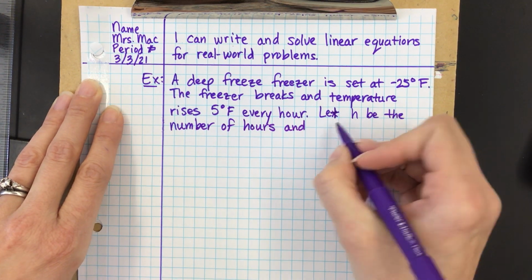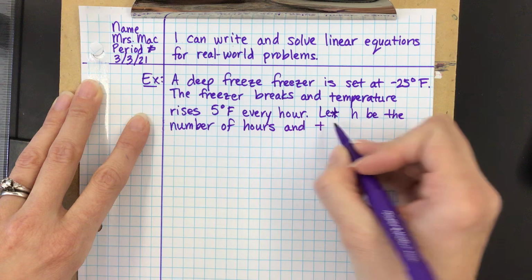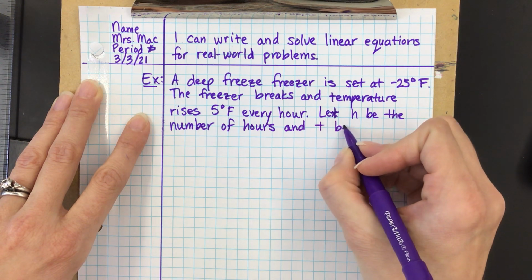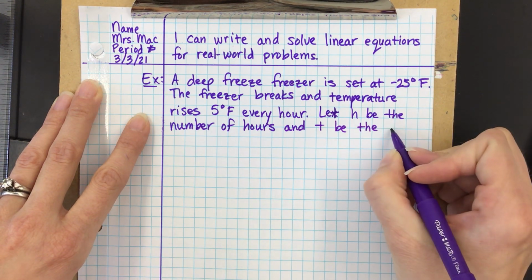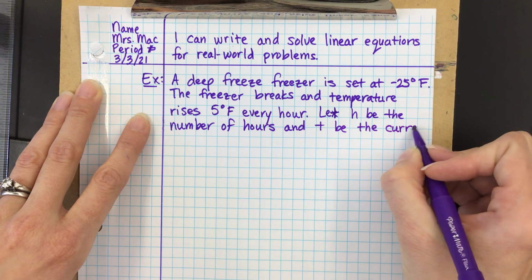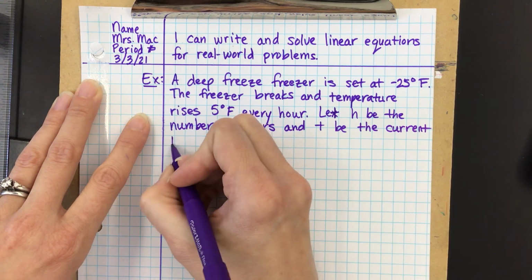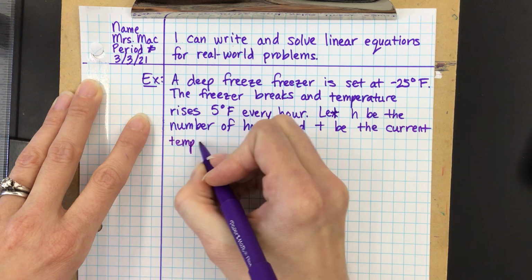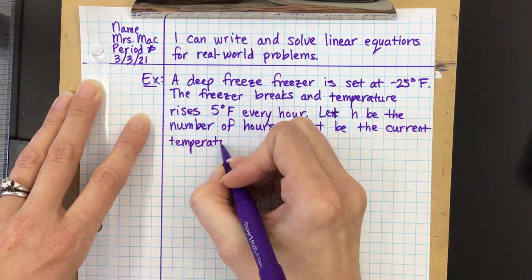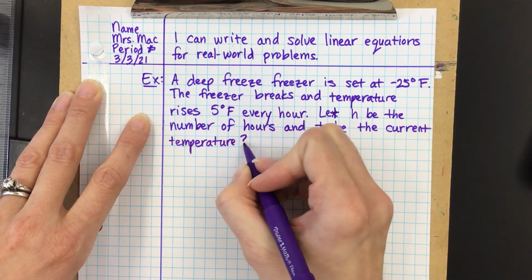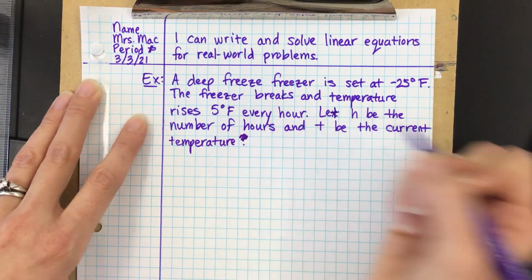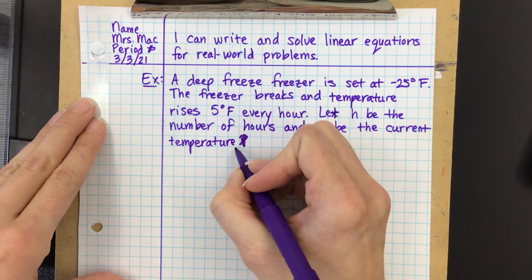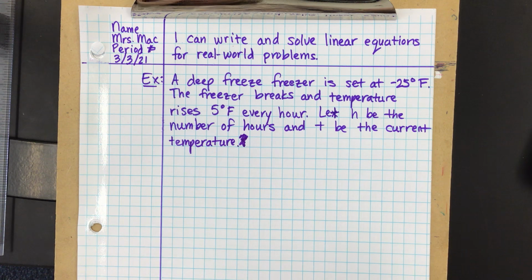and we're going to let T be the current temperature. Now the beautiful thing here is if you're not done writing this all down, it's okay. You can pause it, finish writing it down, and then move on.